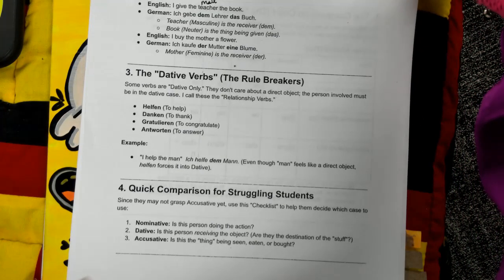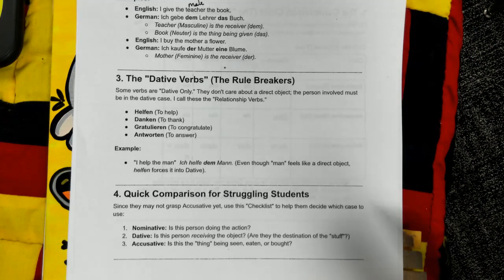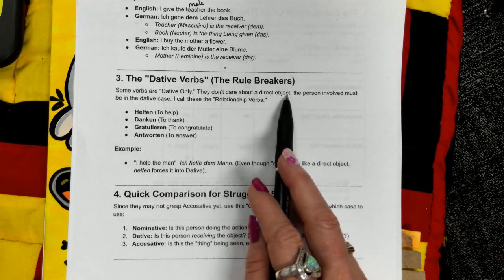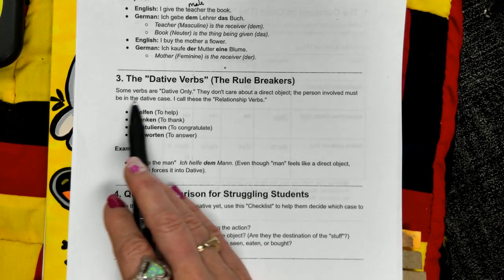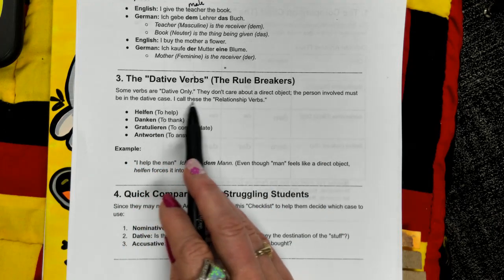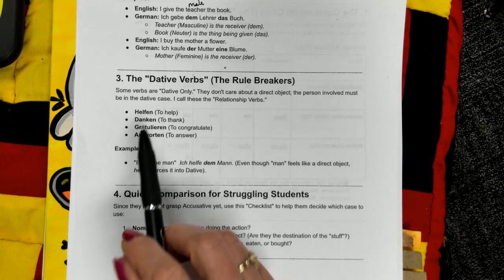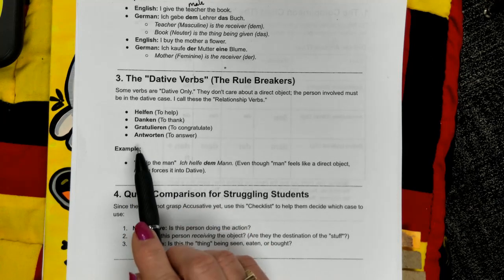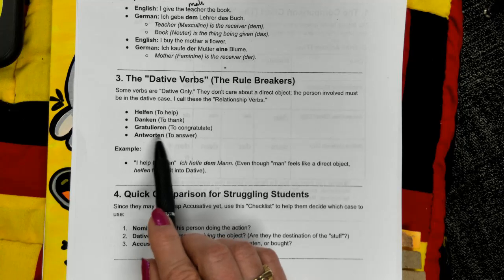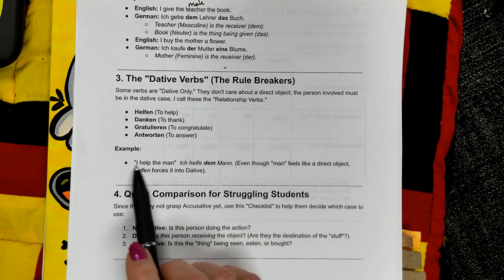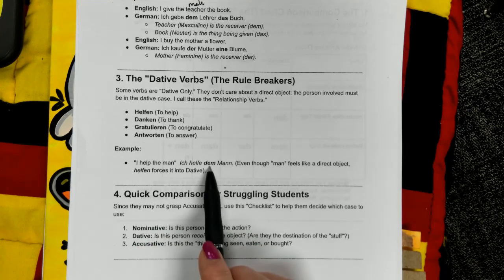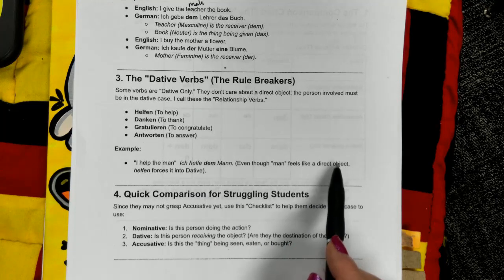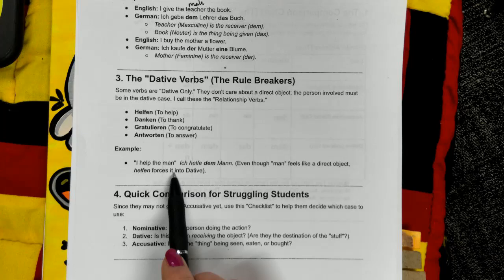So then we have dative verbs. Here are some rule breakers. Dative verbs, we talked about those. Some verbs are dative only. They don't care about a direct object. The person involved must be in the dative case. So these are called relationship verbs. Helfen, we've done. Danken, gratulieren, we haven't done. Antworten, that's answering. So I help the man, ich helfe dem Mann. Even though Mann feels like a direct object, helfen forces it into the dative.